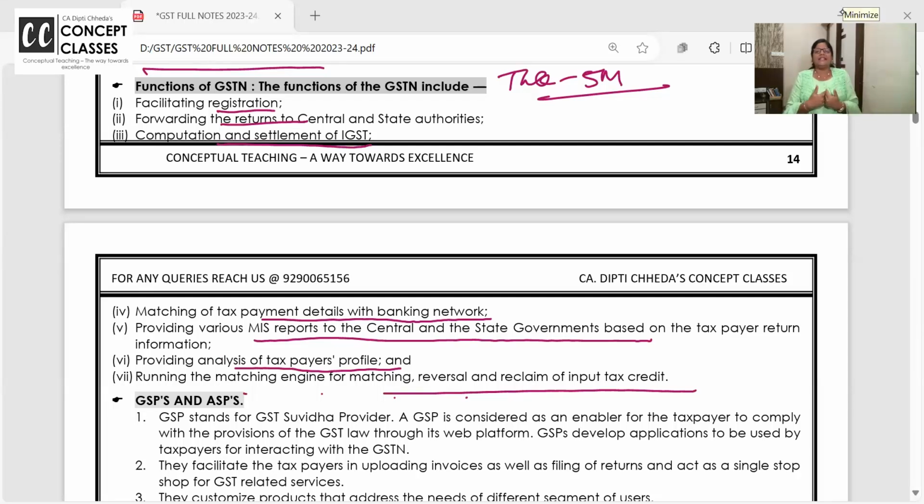Inside SEZ, there is no output tax. So obviously, whatever input tax I have paid, I want a refund or a duty drawback or set off in my domestic sales, whatever I'm doing and not exporting. So all that matching and all will be done.